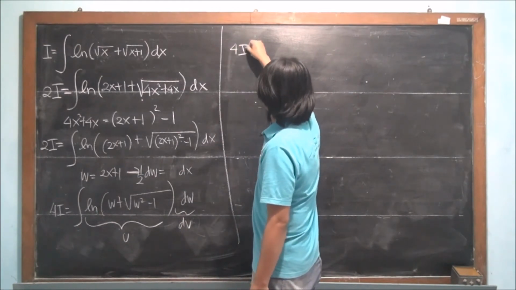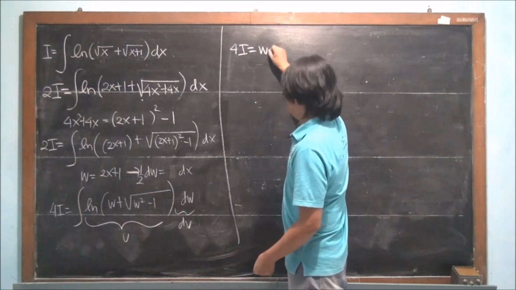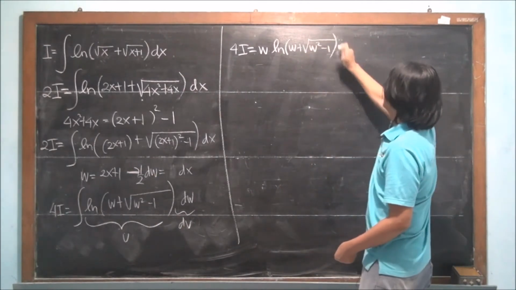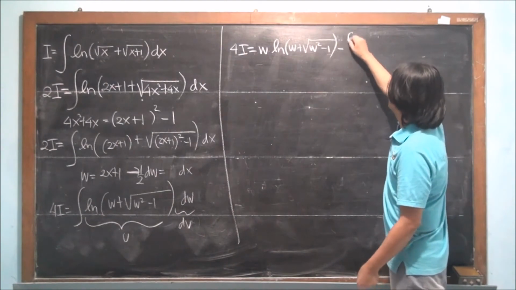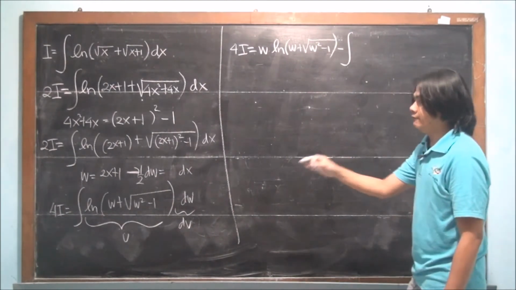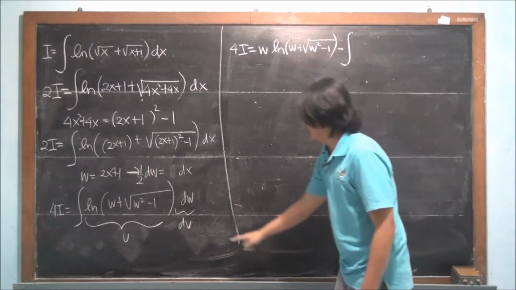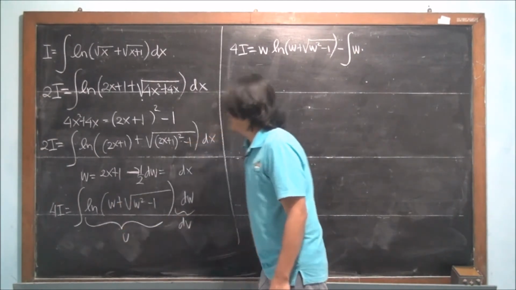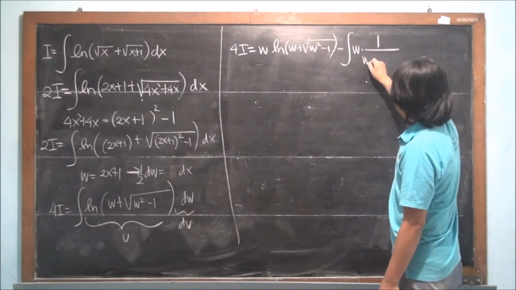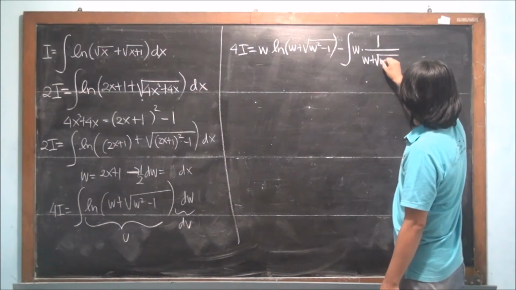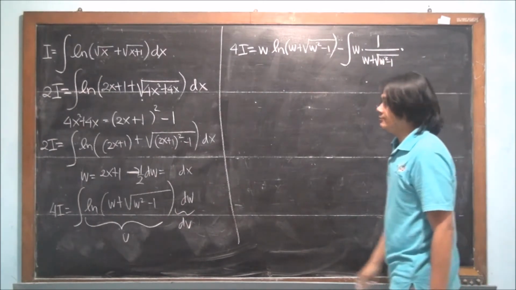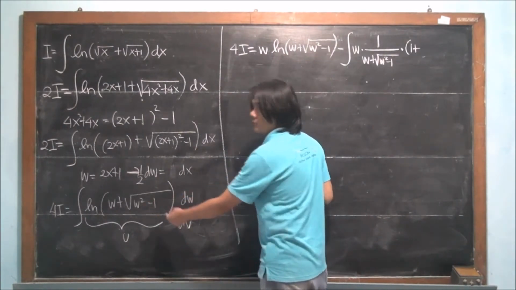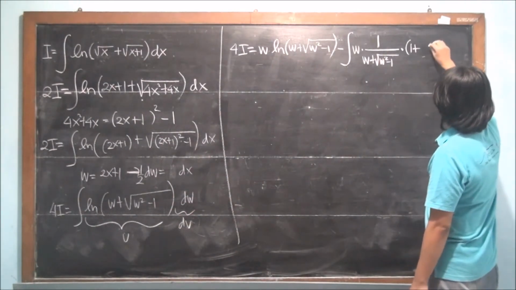So according to integration by parts, we have u times v, ln of w plus square root of w squared minus 1, plus or minus the integral of v du, right? So v is w, and then we need to take the derivative of u, which is 1 over w plus square root of w squared minus 1, multiplied by the derivative of this. The derivative of w is 1, and the derivative of square root of w squared minus 1 is, what's that?